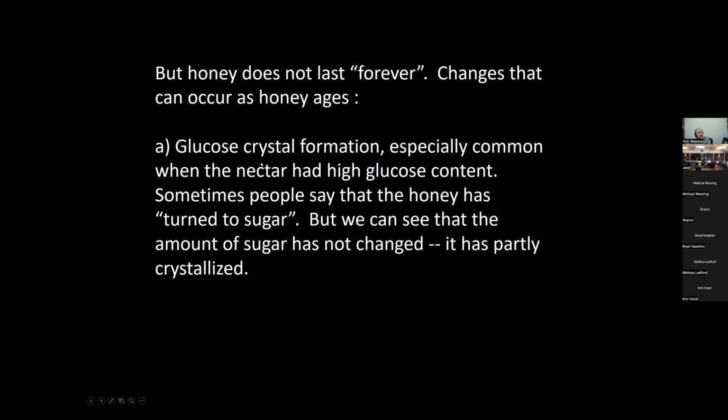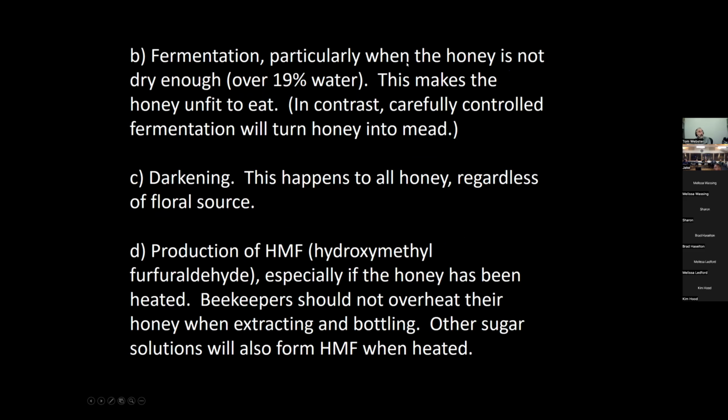Most honey will crystallize eventually, which is glucose crystal formation, especially depending on the flowers that produce the nectar, like canola, for example, which has a lot of glucose in it. Some people say that it's turned to sugar, but it's not really turned to sugar. The sugar has just changed from dissolved into crystal. The sugar has just changed its condition, but the amount of sugar is exactly the same. Also, honey can ferment if we get a rainy period. This is a real concern, because once it starts fermenting, it's not really good for people at all.